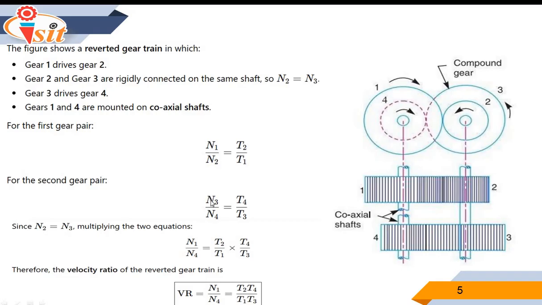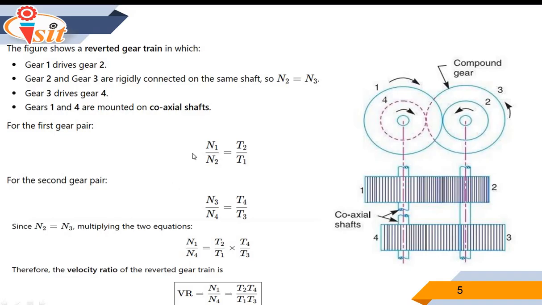If we want to calculate the velocity ratio for this reverted gear train, first if we consider the first gear pair, that is gear 1 and 2, the speed ratio is N1 upon N2 equal to T2 upon T1. If we consider the second gear pair, that is gear 3 and gear 4, the speed ratio is N3 upon N4 equal to T4 upon T3. But gear 2 and gear 3 are the compound gears, so the speed of gear 2 and speed of gear 3 is the same, that is N2 is equal to N3.